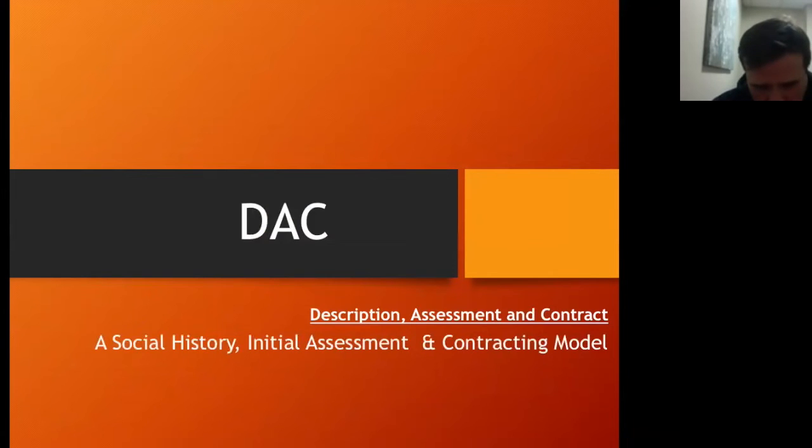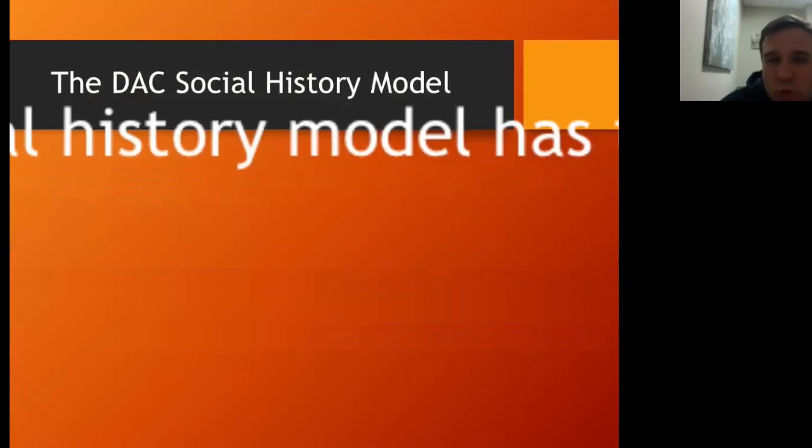So what you're talking about is a social history, an initial assessment, and a contracting model. Notice that this social history comes before the initial assessment. I want you to think about your agencies and where the social history falls in this construct. Usually in agencies, it'll be the initial assessment, then the biopsychosocial history, then contracting. So it's interesting that the DAC wants us first to look at the person within the social model, right?